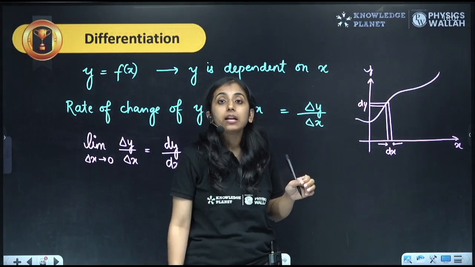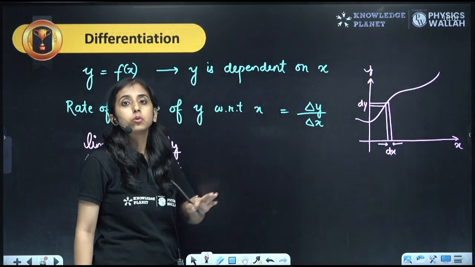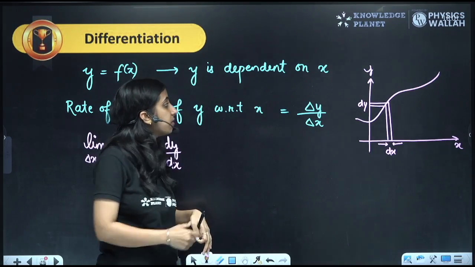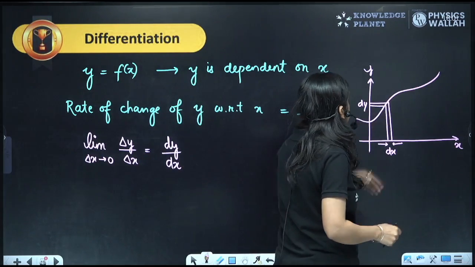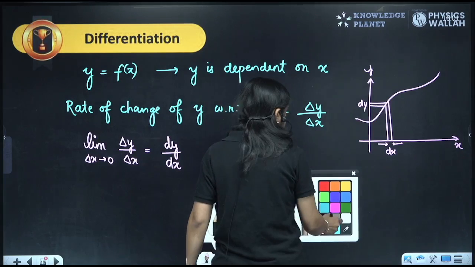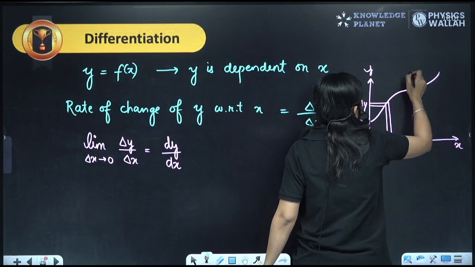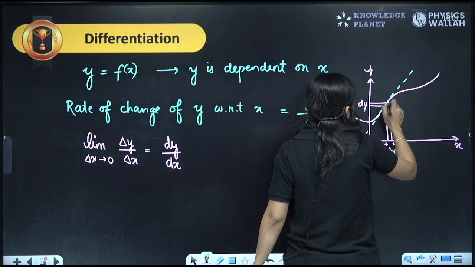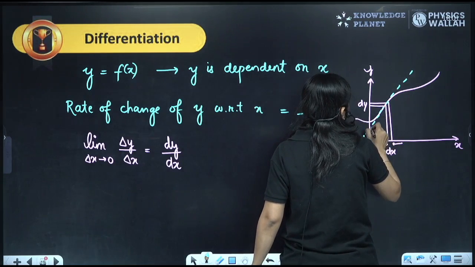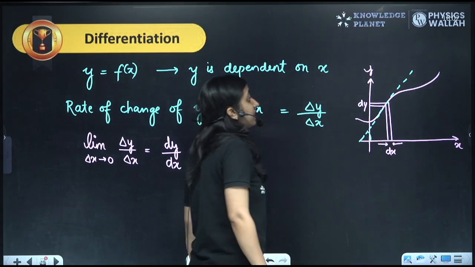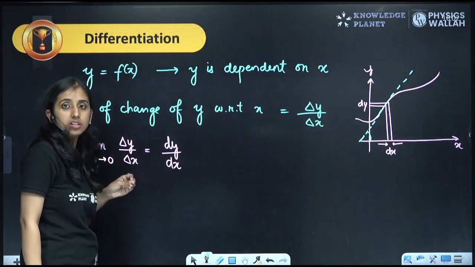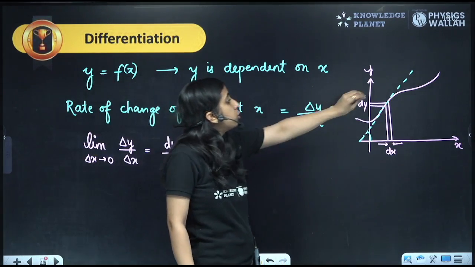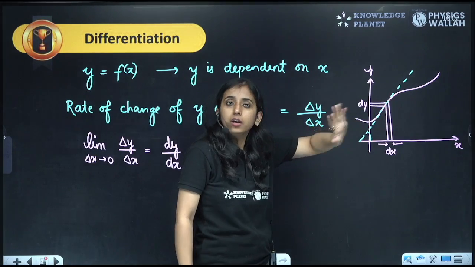But in a straight line the slope is constant, so we can find it. But in this case the slope is not constant. So in such a case, what we do is we draw a tangent at the point where we have to find the slope. Then the slope of this tangent gives me the slope of this curve at the point.